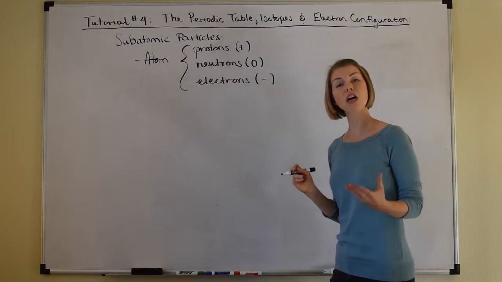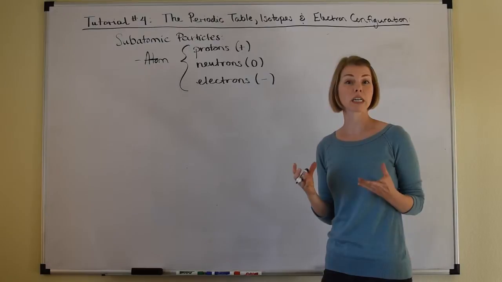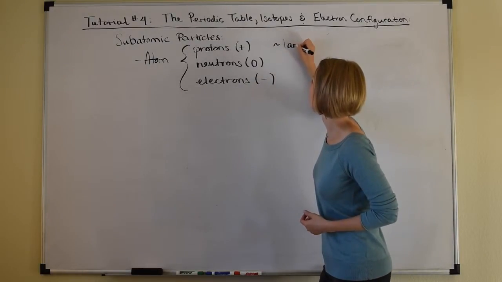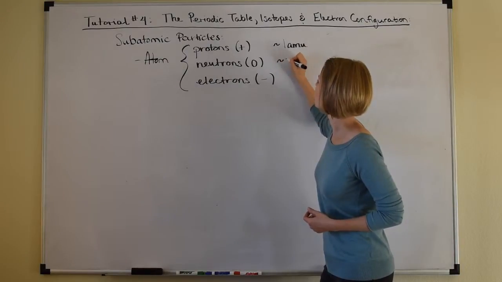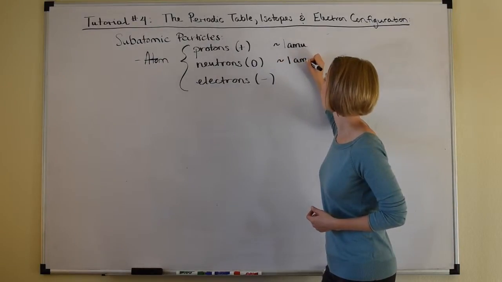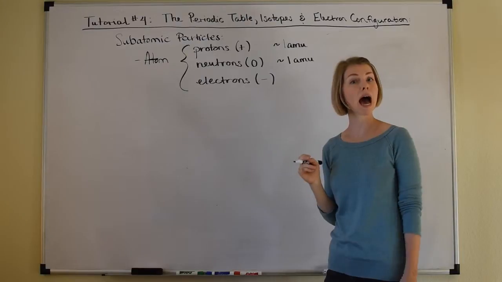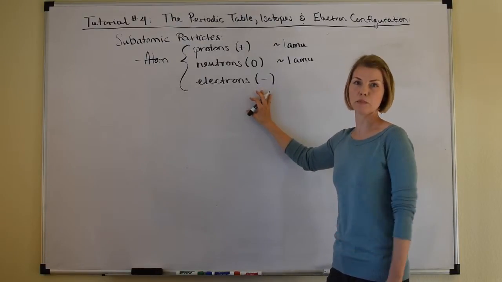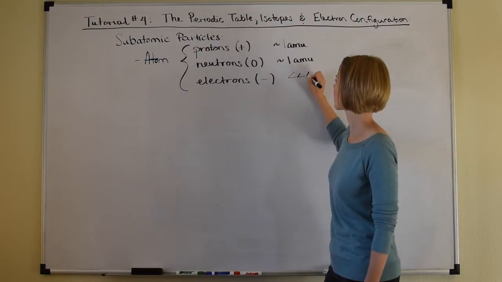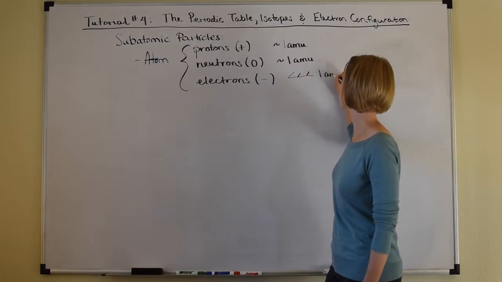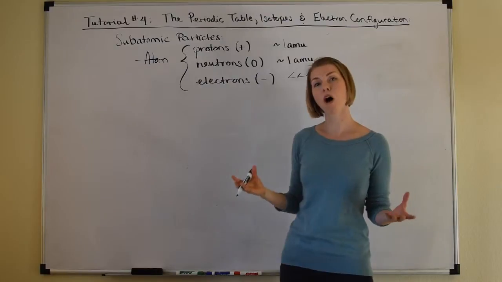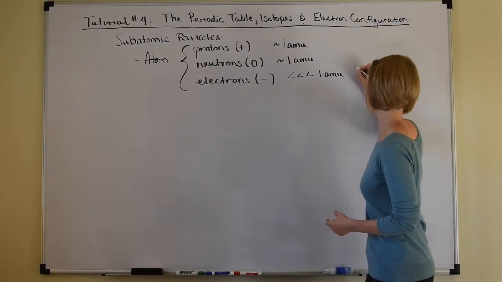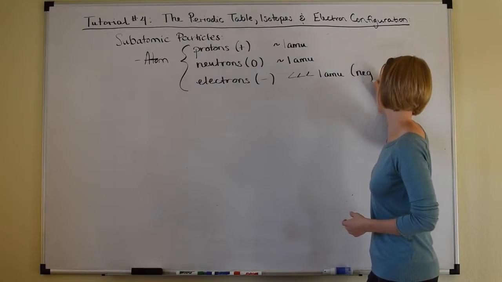Now those protons and neutrons have the majority of the mass. Protons are approximately 1 atomic mass unit. Neutrons are also about 1 atomic mass unit in mass. But the electrons are far, far less massive. I'm just going to write here significantly less than 1 AMU. In fact, their mass is so small that they're typically ignored. The mass of the electrons you can consider as being negligible.